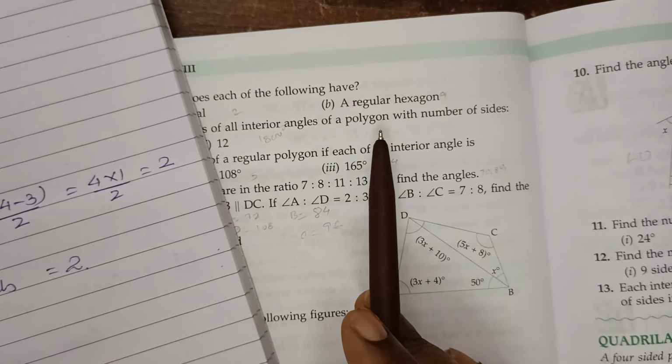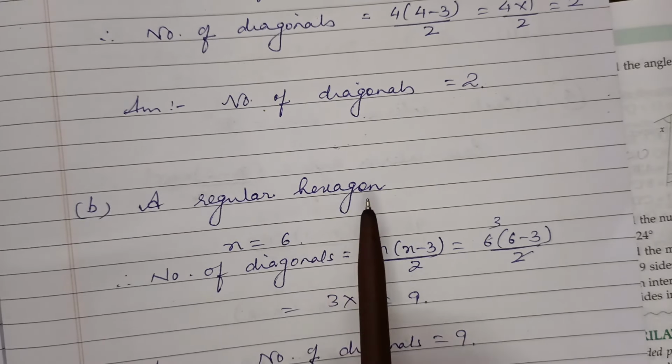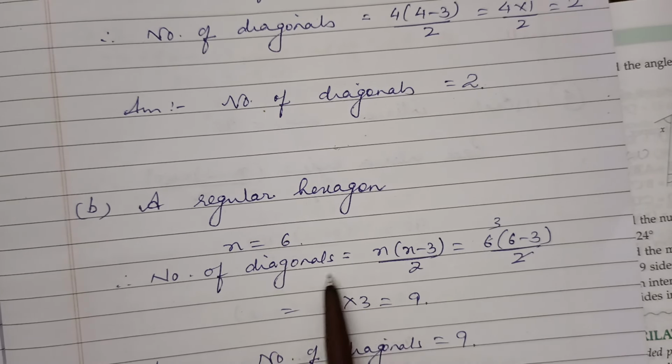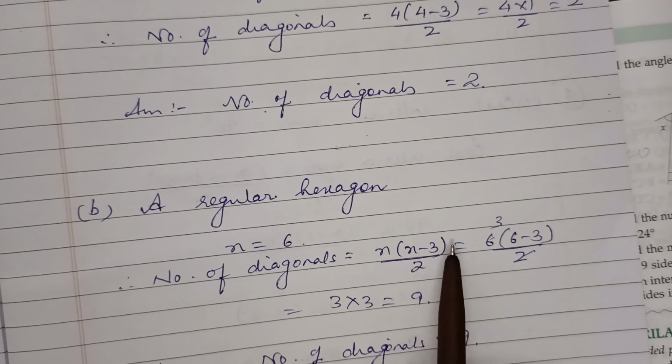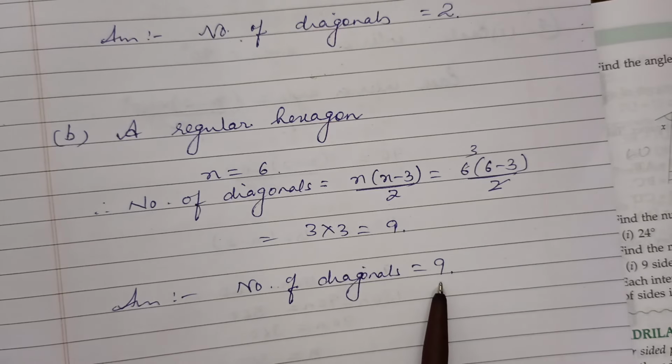Okay. Then second is a regular hexagon. Again, what is n here? n is 6, because you know in a hexagon there are 6 sides. So just put the value into n into (n minus 3) by 2. You will get the number of diagonals as 9.